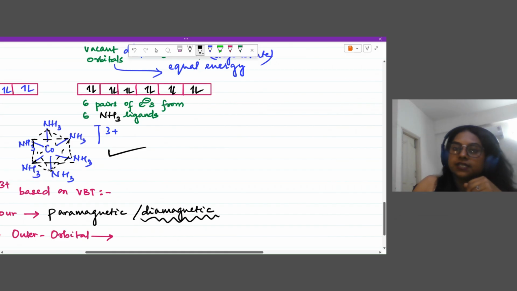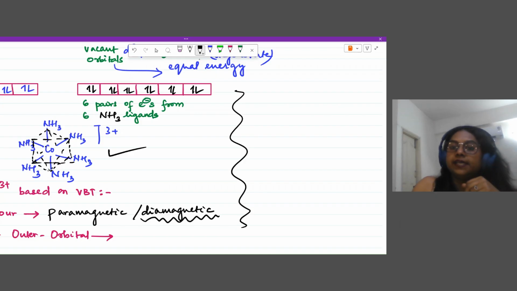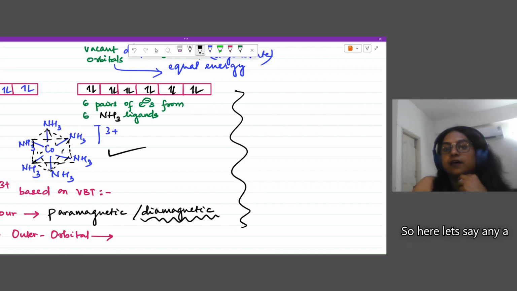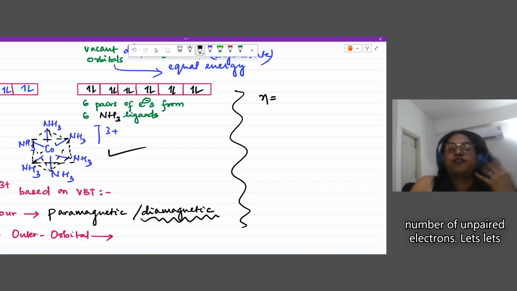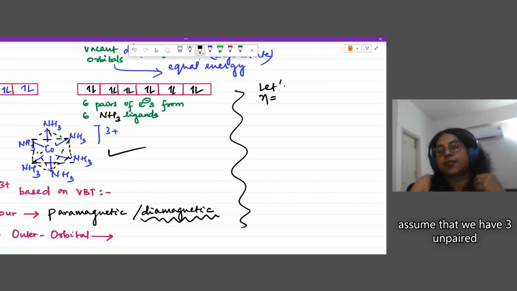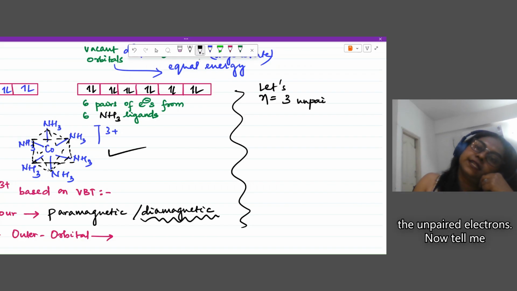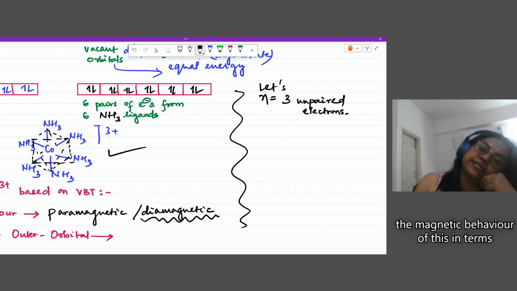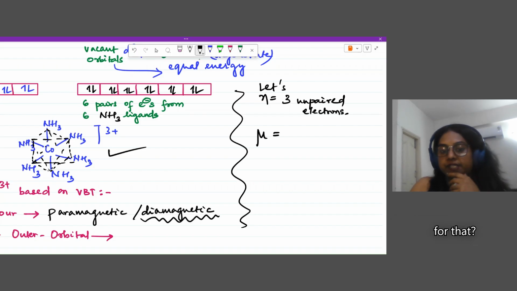Now I'll just take you to the side for a little bit and we'll discuss something. Let's say a particular coordination complex has n unpaired electrons. Let's assume that we have three unpaired electrons, so n is equal to three. That means three unpaired electrons. Now, tell me something. How are we going to find out the magnetic behavior of this in terms of magnetic moment? What is the formula for that?